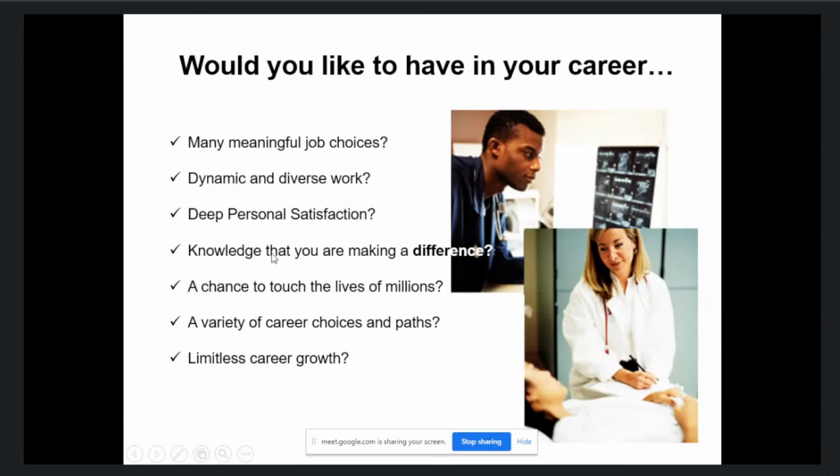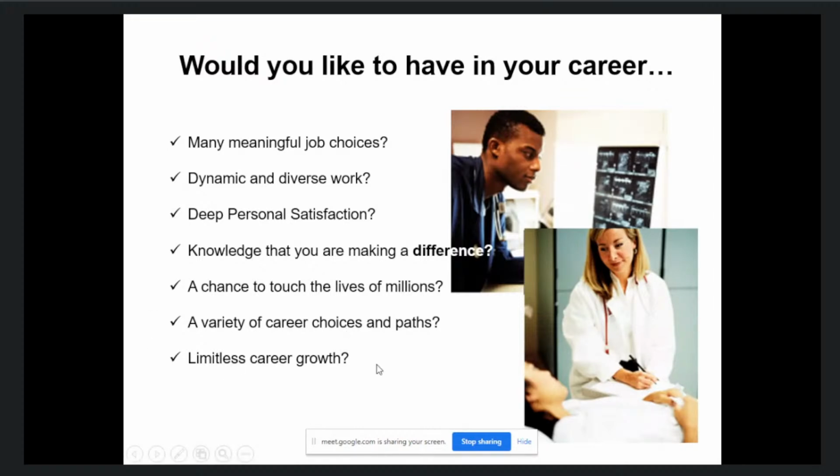Then there is deep personal satisfaction. We know how it feels when we help others. We know how we can add meaning to people's lives if we choose that career and treat someone or help someone in any way. So that will be one of the best things.